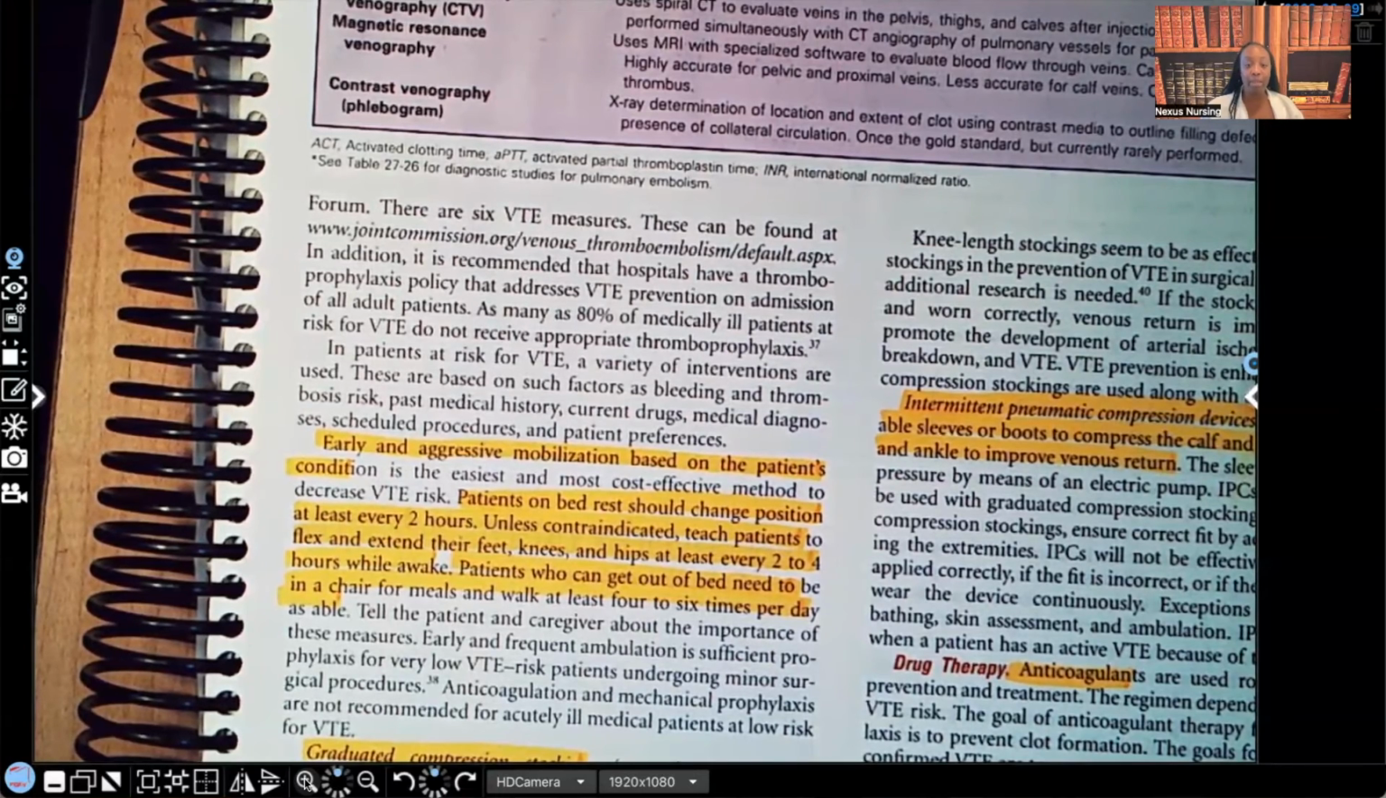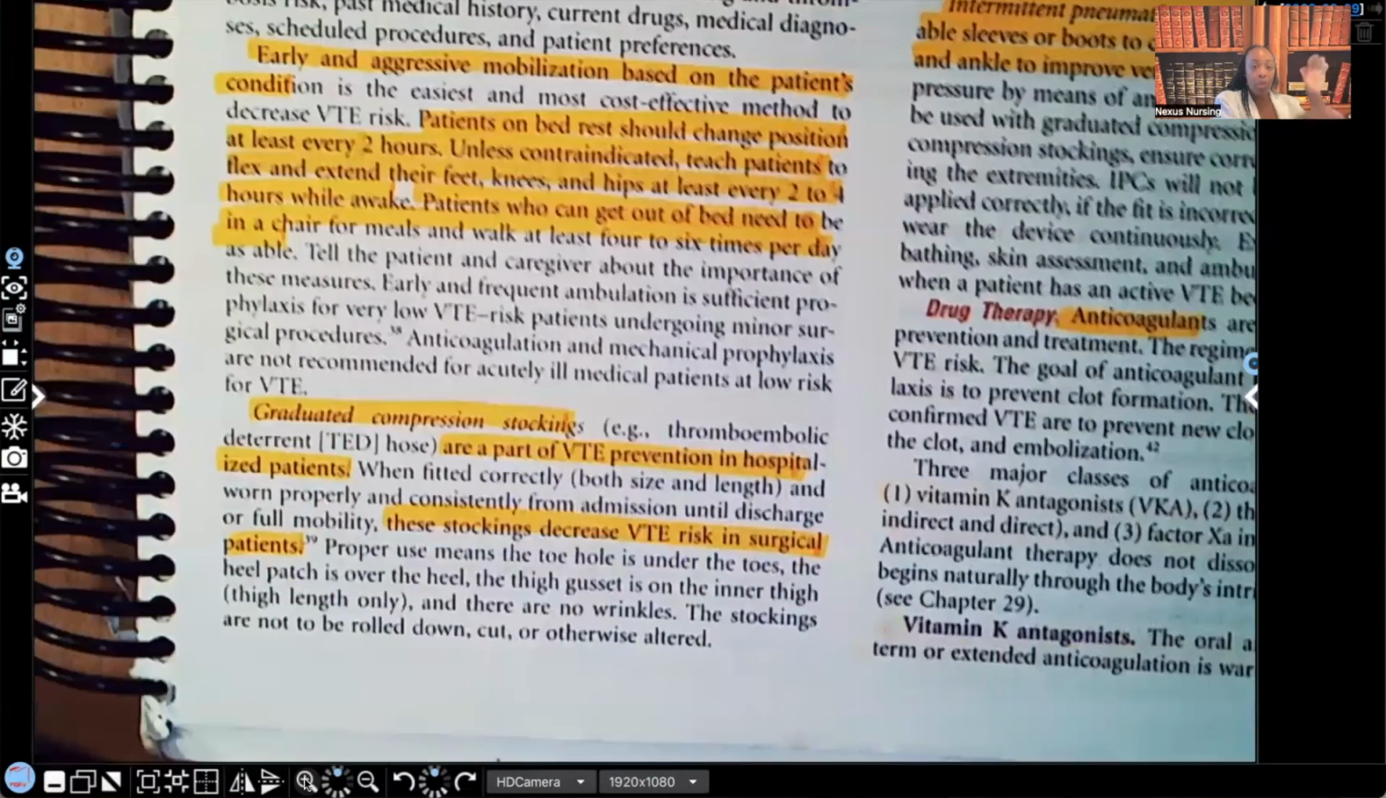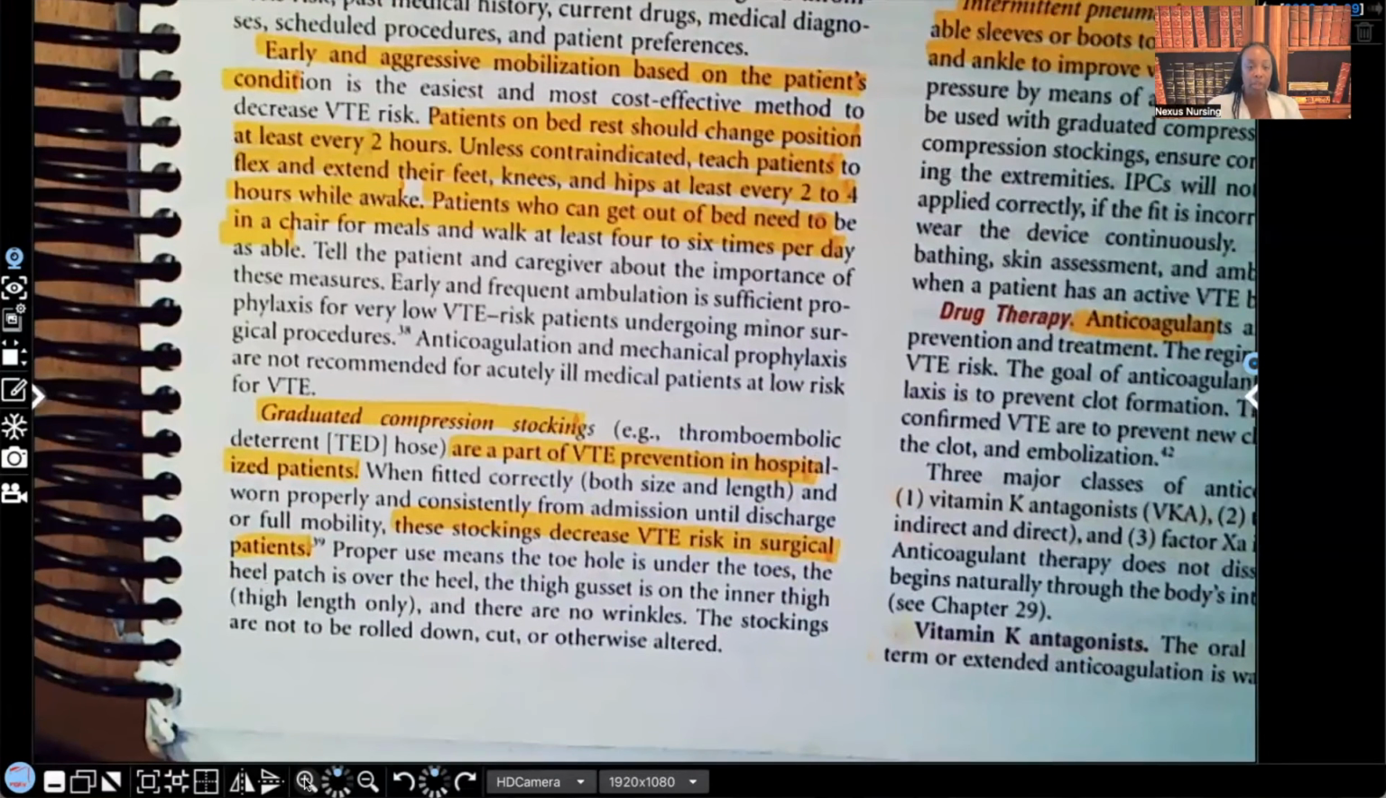We need that blood circulating. We need the patient to be moving around. We talked about compression stockings. You're going to encourage the patient to wear compression stockings. They are part of the VTE prevention in hospitalized patients. These stockings decrease VTE risk in surgical patients.